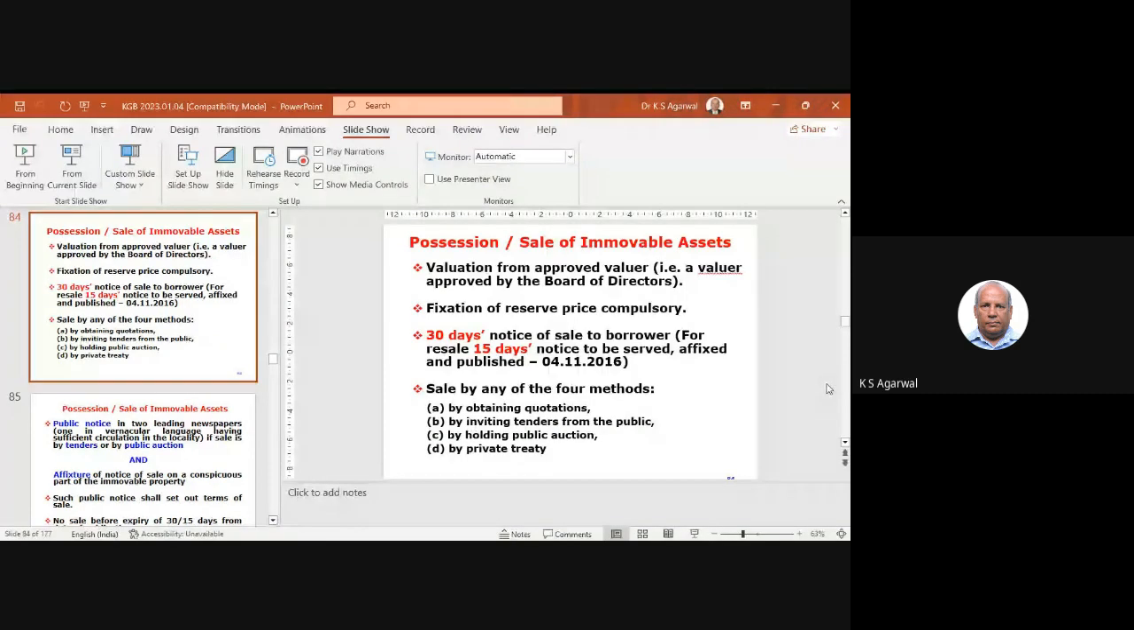Now for sale, you should remember only 2 things. When we are resorting to first time sale, then we have to give 30 days notice of sale to the borrower. If my sale fails, the bidders are not there, or the bid is very low and I am not accepting it, and I am putting the property for resale, then for resale, 15 days notice will be sufficient. Earlier, for every sale, I had to give 30 days notice. Now, for first time sale, it is 30 days. For next time, it is only 15 days notice.